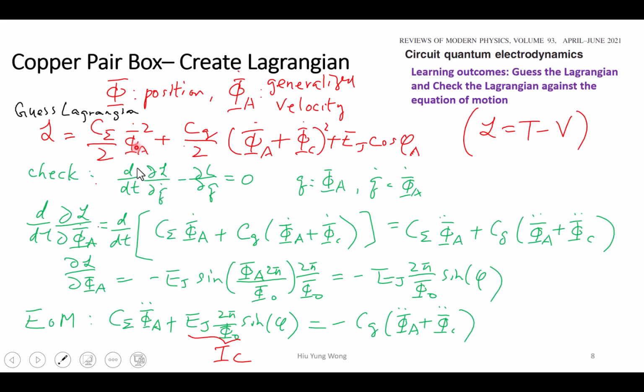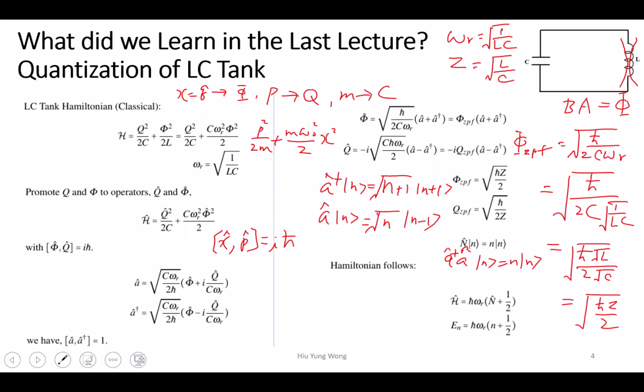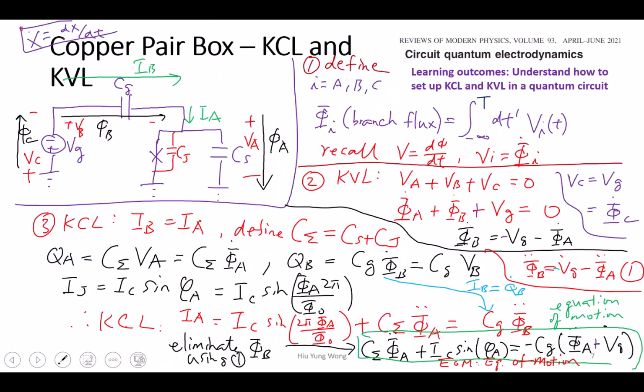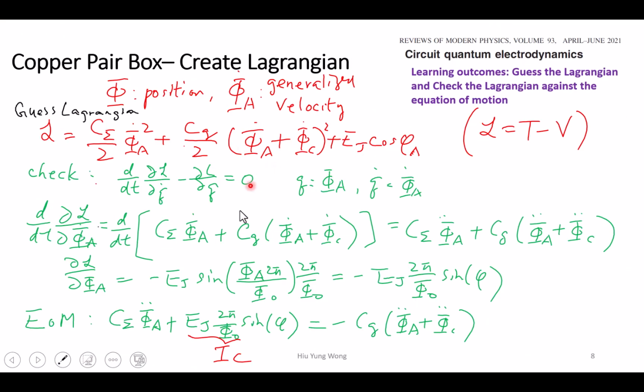Now it will become phi A dot, because phi A is the generalized coordinate. So phi A dot is the generalized velocity. And this agrees with what we did in LC10, right? We see that phi is just the generalized coordinate, or location. So you plug in, and since we did that last time already, I don't want to spend time on this. You just go through the math.